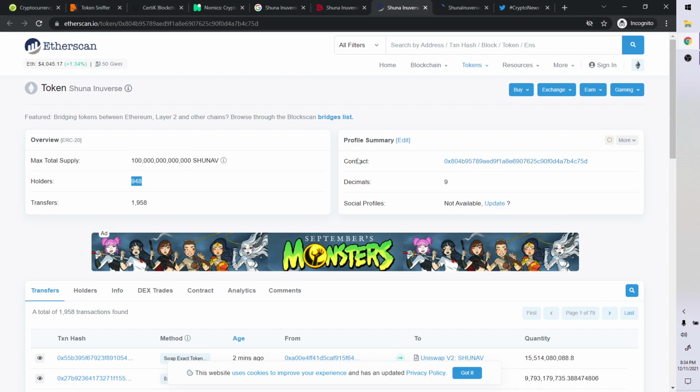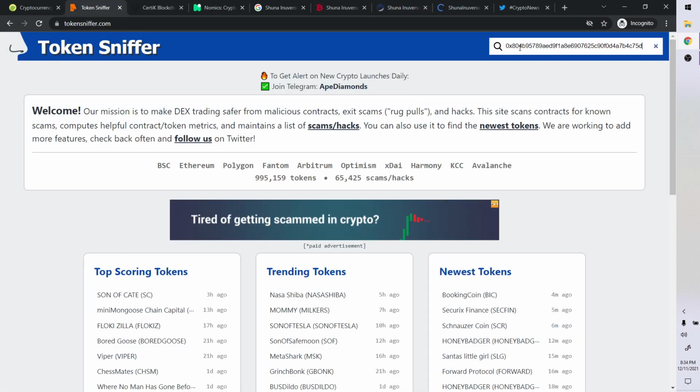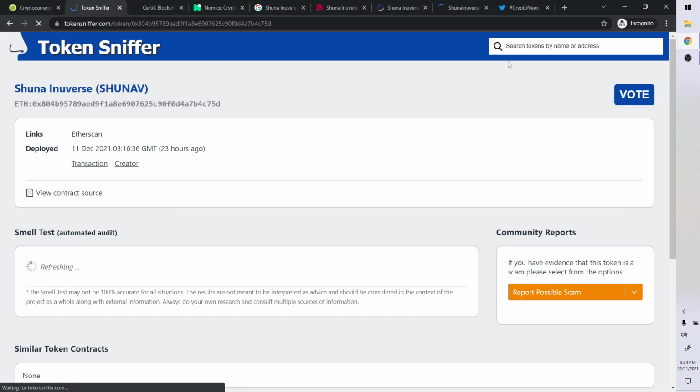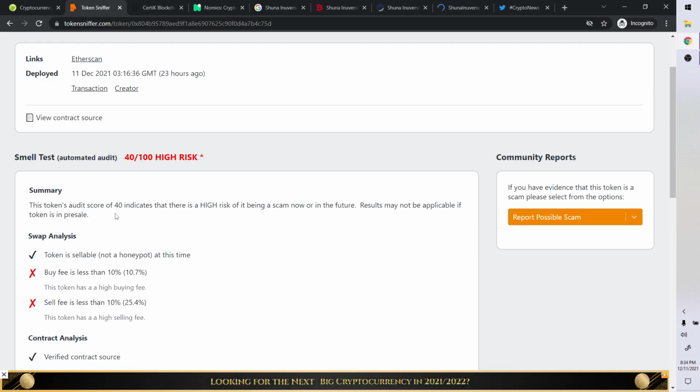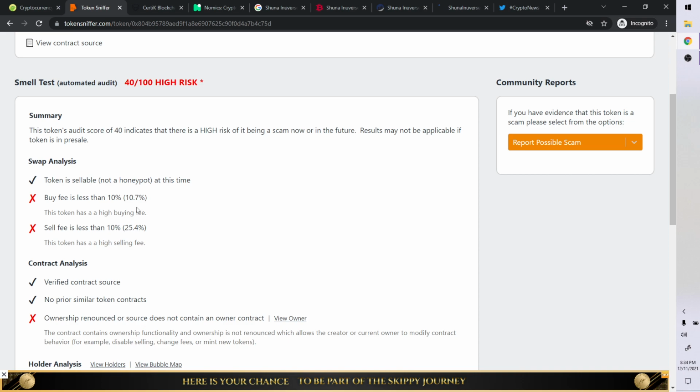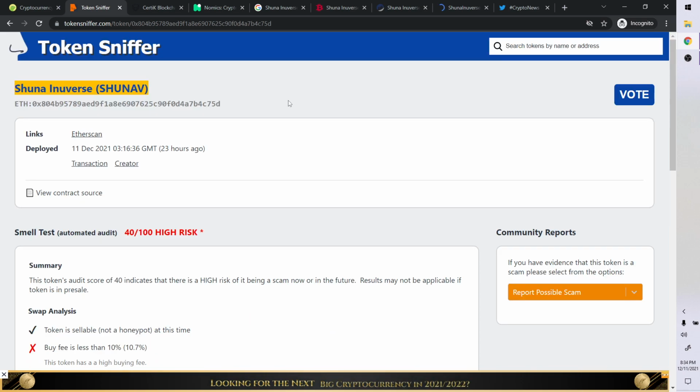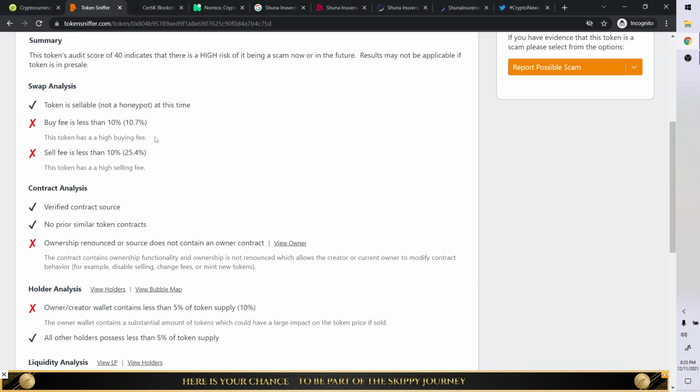Take a look here. Let's copy this address. Let's go into Token Sniffer. Sniff it up. Okay. This is a big, oh, by the way, sorry. So what am I saying? So, disclaimer, this is not financial advice. I'm not a financial advisor. This is for entertainment purposes only, just so you know. Okay, to start off with.